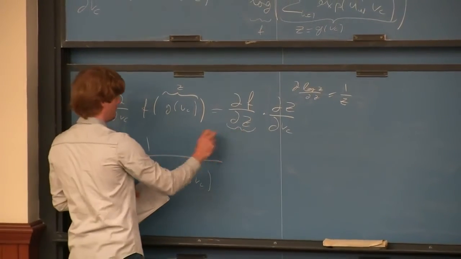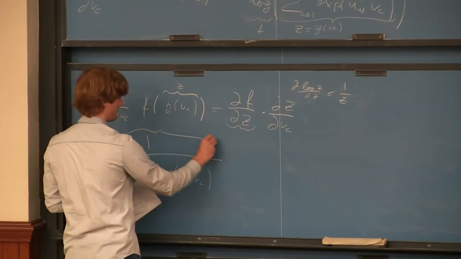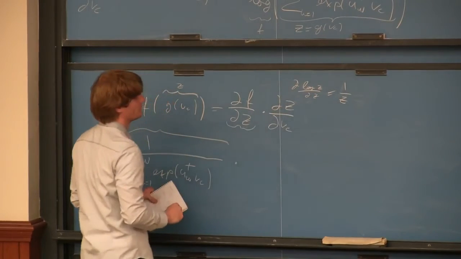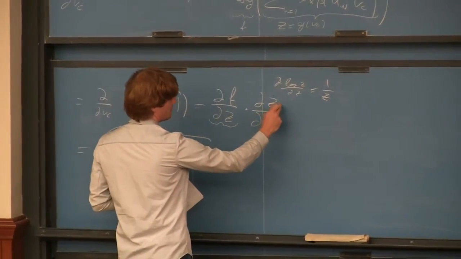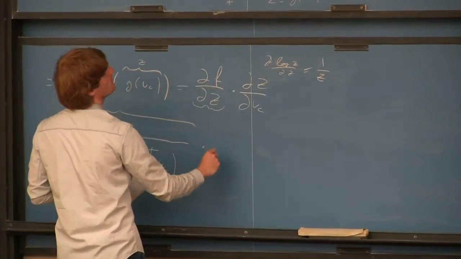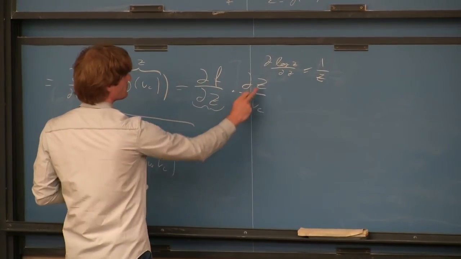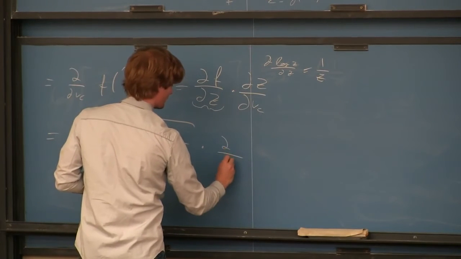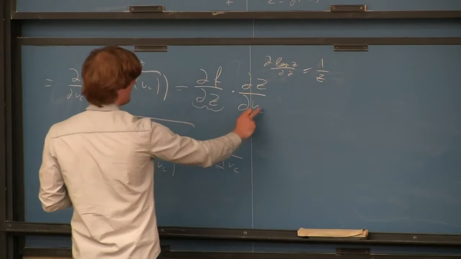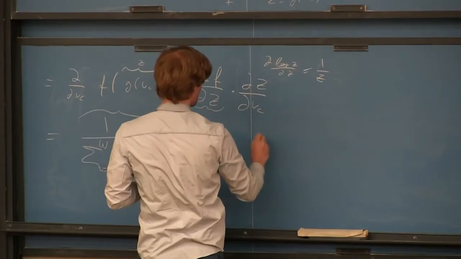Okay, so this part is this one right here. Now we multiply that with the derivative of z with respect to vc, or partial derivative, as you can also call this. So what was z? Let's just write that out again. We'll have here vc, and z was basically just a sum.